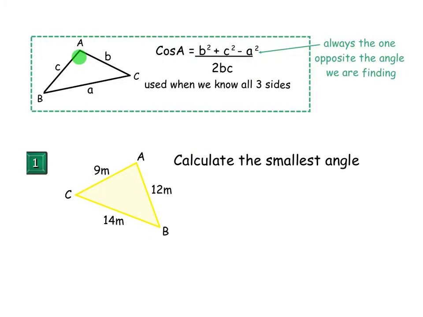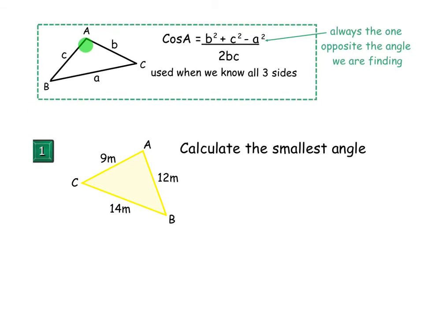So this formula looks like this, okay? B squared plus C squared minus A squared all over 2BC. Now when we use this one in exam is when you know all three sides. And look at the formula there, you need all three letters, you need A, B and C, so you need all three sides. So if you know all of them, we know it's going to be cosine rule. If not, it's going to be sine rule, which you may or may not have already seen.